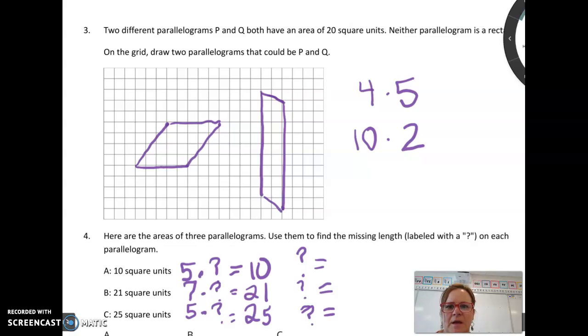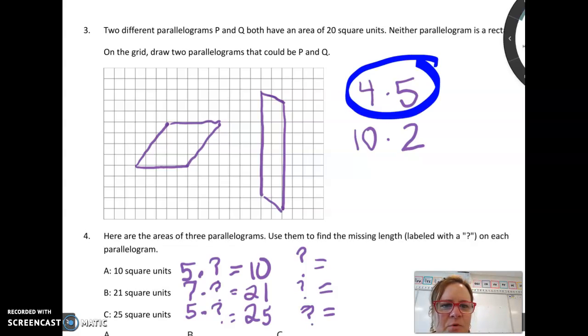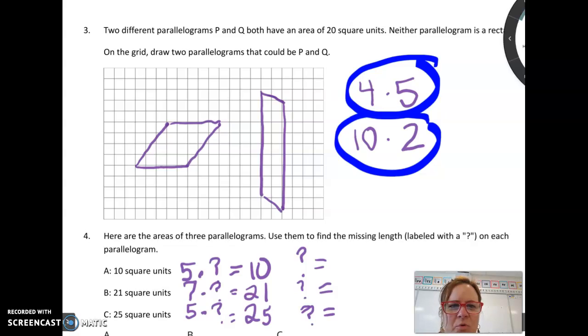All right, number 3, you had to draw 2 different parallelograms, P and Q, that have an area of 20 square units, and neither parallelogram should be a rectangle. So what I did is I thought of what are the factors that I can multiply together to get 20. I can multiply 4 and 5, I can multiply 10 and 2. So to make the 4 and 5, I went 5 here. And then rather than going straight up 4, because that would be a rectangle, I just went diagonally 4. And so I just chose to go over 3 and put a dot.